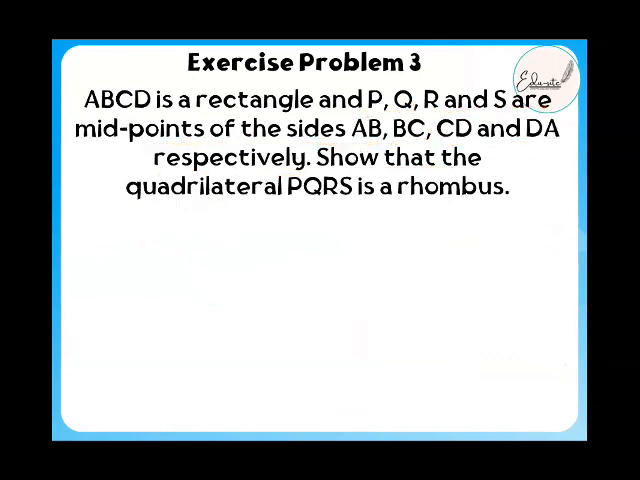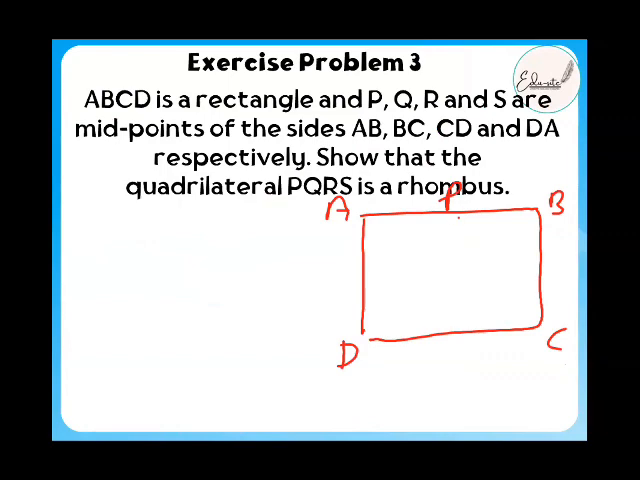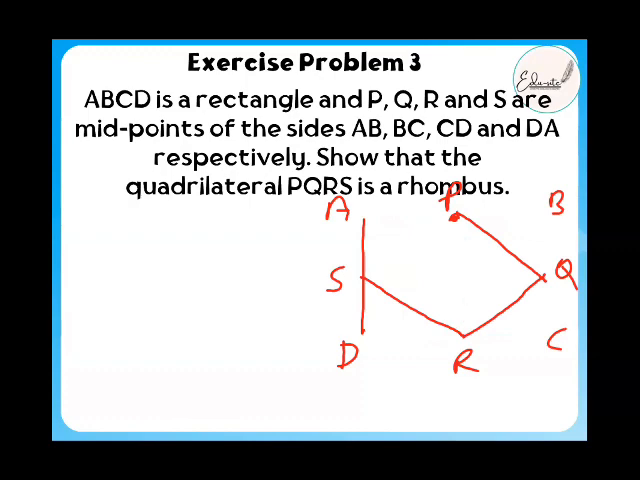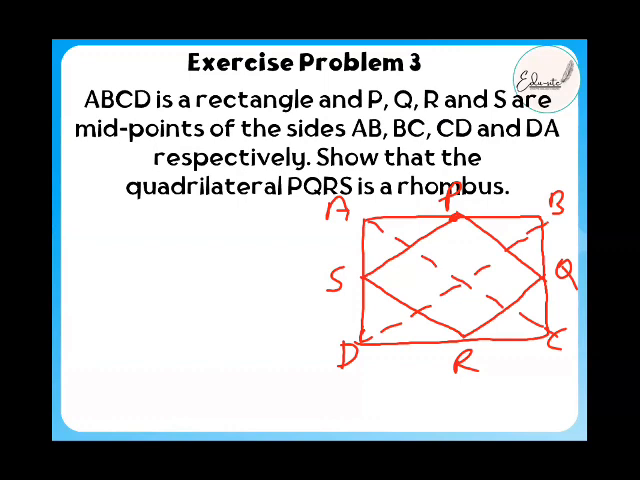I'll just draw it in a smaller way because I need space. ABCD, PQRS. There should be a construction here, because in a rhombus the diagonals are always at 90 degrees and always bisect each other. We'll draw a diagonal for this rectangle. This is an extra construction that will help you in solving this problem.